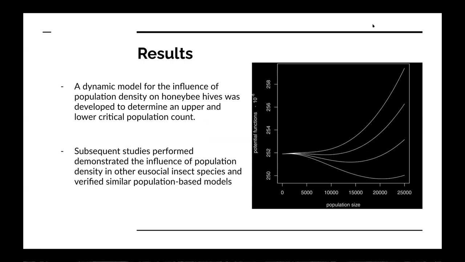The results of this research produced a dynamic model for the influence of population density on honeybee hives, and determined an upper and lower critical population count for honeybees according to factors. Subsequent studies additionally demonstrated the influence of population density in other eusocial or hive insect species, namely ants, and verified similar population-based models to estimate their hive feasibility.